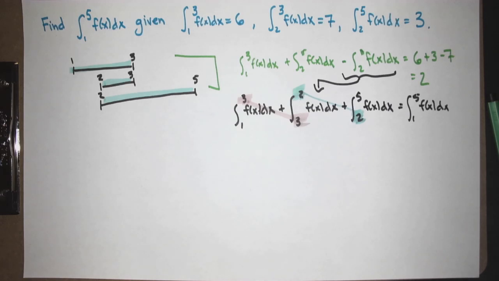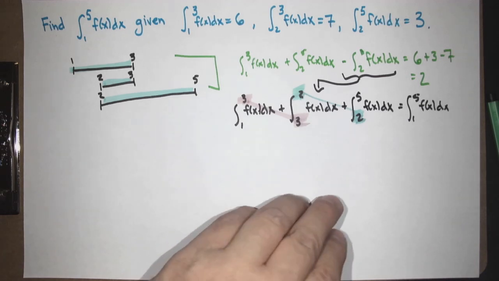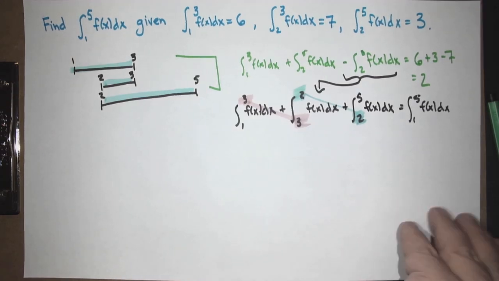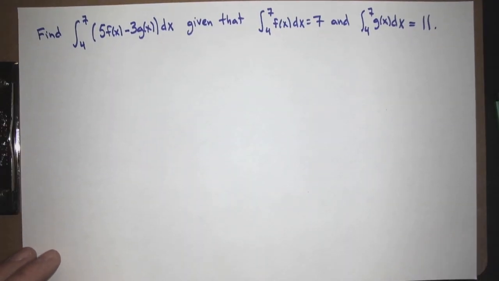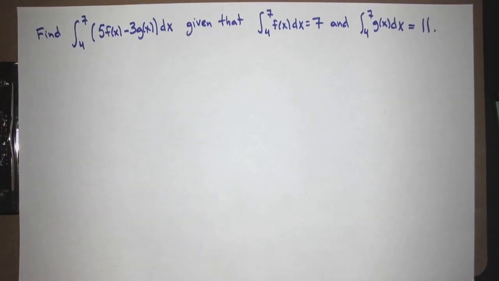Let's try another problem. Find the integral from 4 to 7 of 5 f of x minus 3 g of x, given that we know the integral from 4 to 7 of f of x dx is 7, and the integral from 4 to 7 of g of x dx is 11. What can we do?